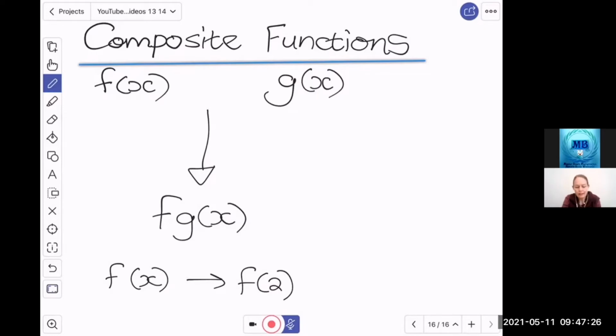In a similar way, your composite function is literally taking the whole of your g(x) function or expression and substituting it as a whole into the x term within the f(x) expression or function. So let's look at a practical example of how this would work.